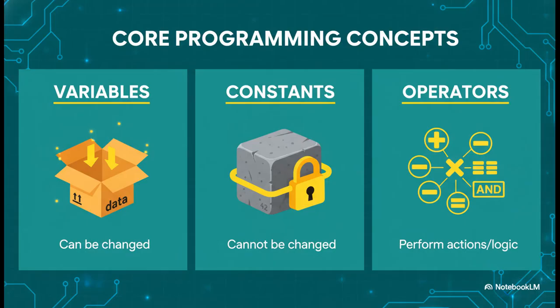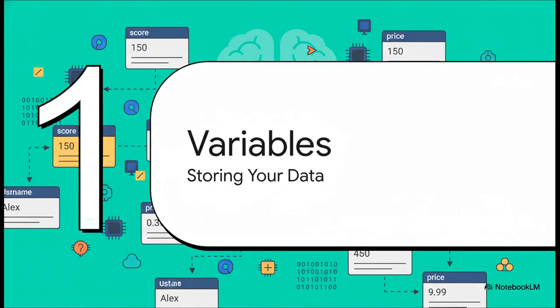Well, the answer all comes down to three core ideas: variables, constants, and operators. These are the basic tools a program uses to hang on to information and then actually do stuff with it. Getting these down is the first giant leap to thinking like a real programmer. All right, first up, let's tackle the most important of these building blocks: variables.